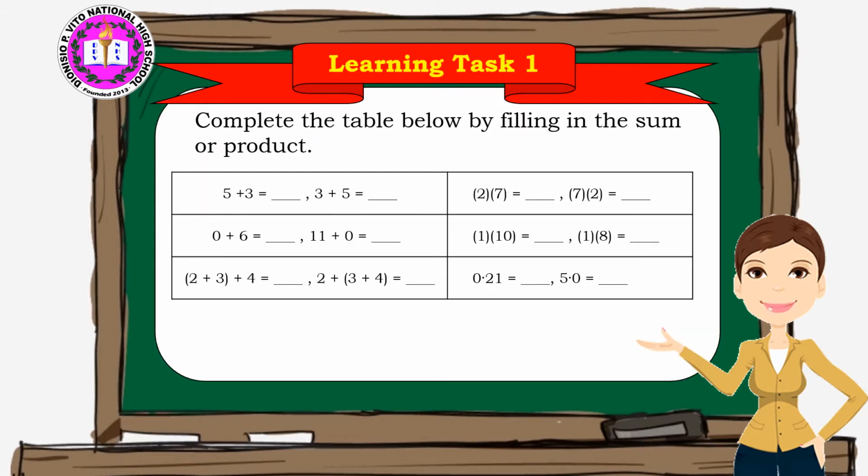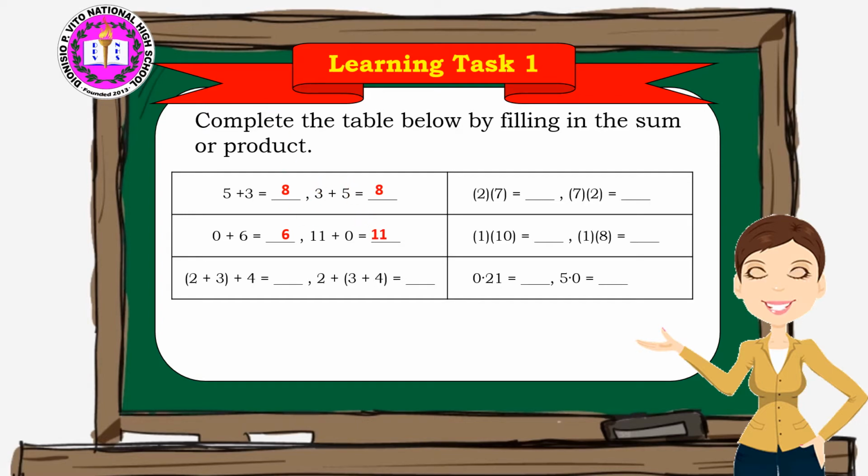Let's have learning task number 1. Complete the table below by filling in the sum or product. Let's have 5 plus 3 is equal to positive 8. And we have 3 plus 5 is equal to positive 8. Then we have 0 plus 6 is equal to 6. Then we have 11 plus 0 is equal to 11.